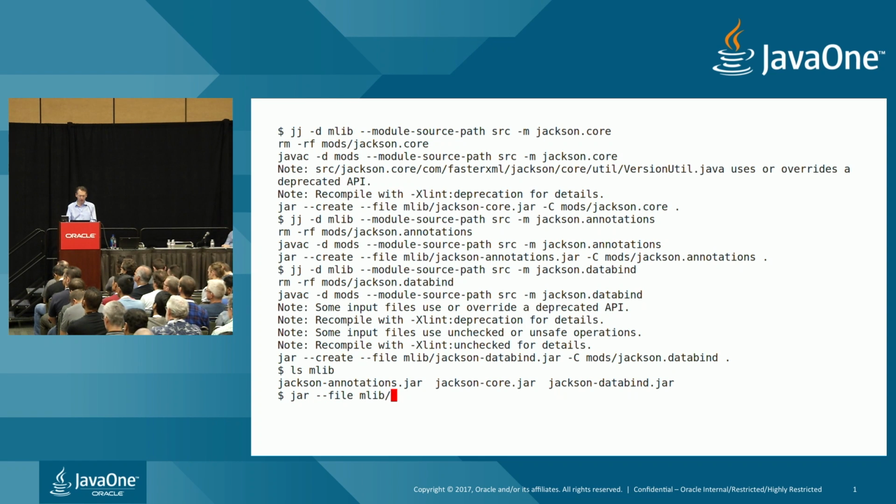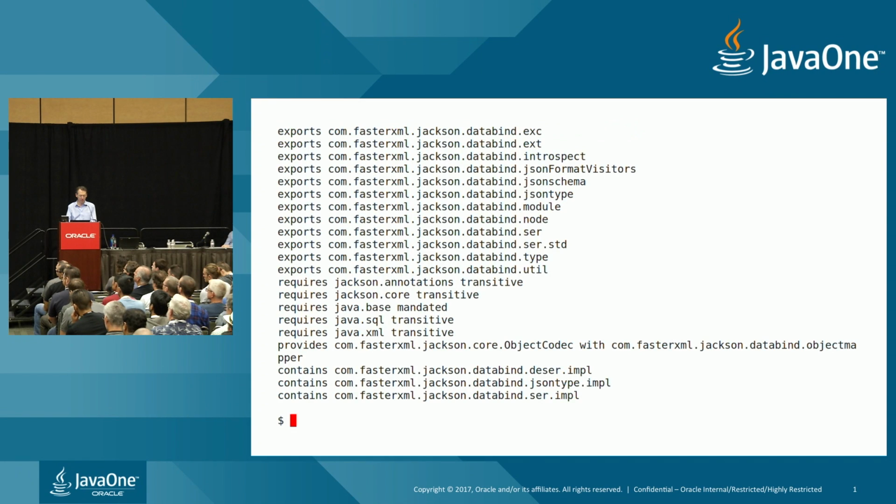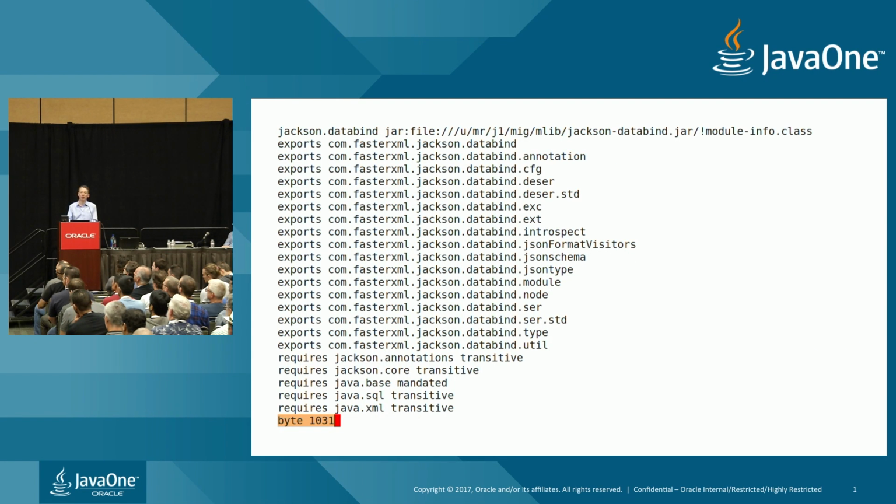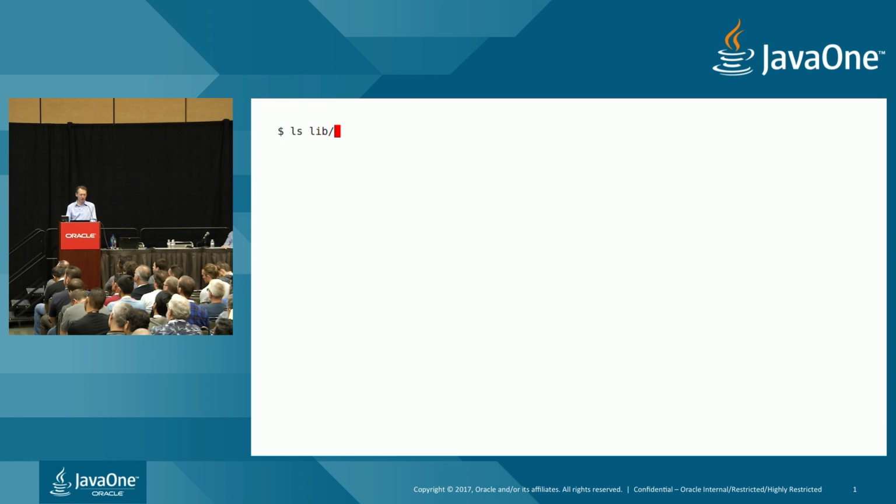We can take a look at databind, for example. Ask the jar tool to describe it, and there's the content of the module declaration in binary form. Exports the stuff we expected, requires the things we expected, and we're good to go. Okay, so we've got modularized Jackson, we've got our unmodularized TweetSum application, and let's now try and run them together.